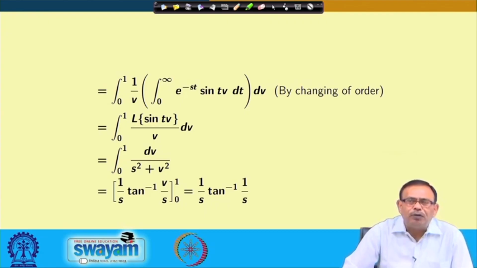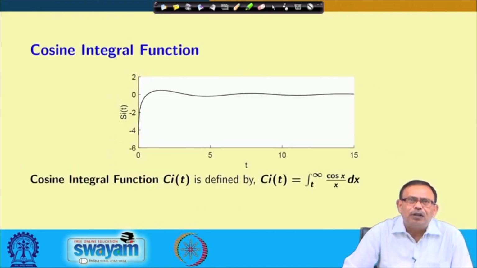So, the same problem we have solved in 4 different ways. Whichever looks simpler, using that one I can find out the Laplace transform of some functions. Now, let us take another similar function, which we call the cosine integral function.